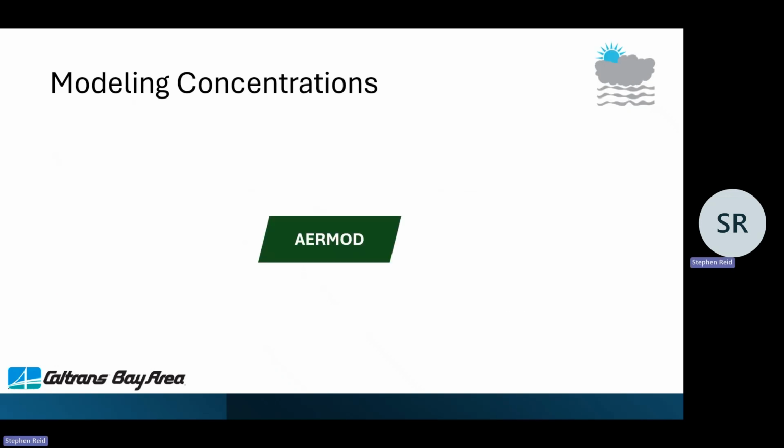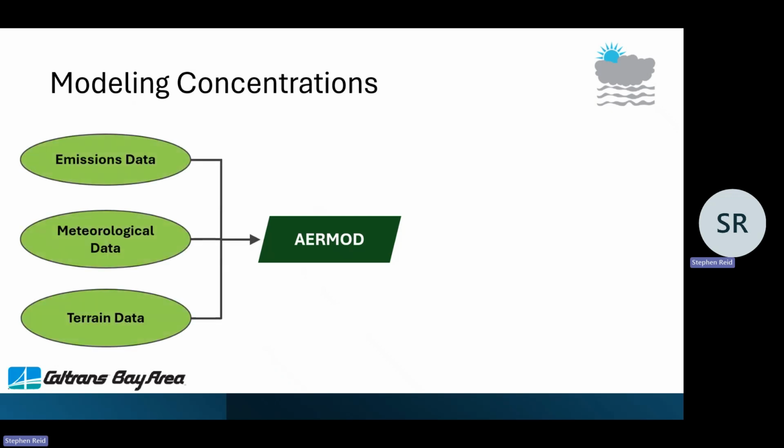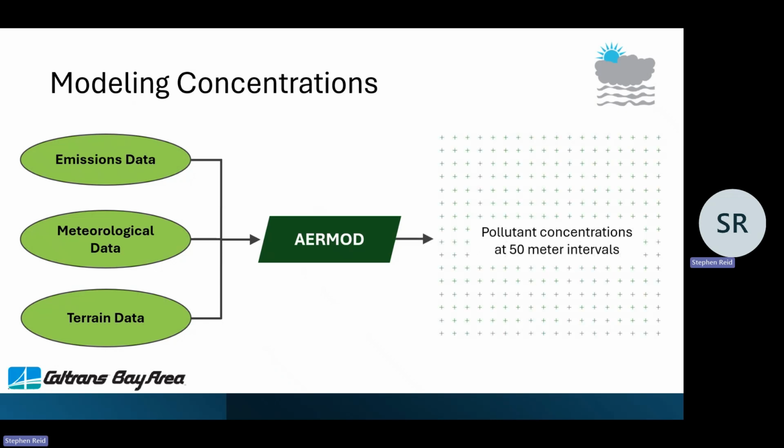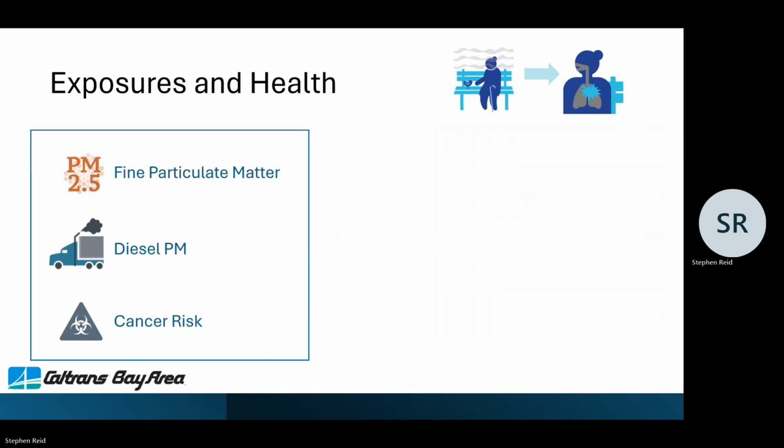To estimate pollutant concentrations for the 580 study, we're using EPA's AERMOD dispersion model, which ingests data on emissions, meteorology, and local terrain, and produces pollutant concentration estimates at 50-meter intervals across the study area. For this project, it is necessary to model concentrations rather than measure them because we are evaluating potential conditions that could occur if the truck ban were removed in the future.